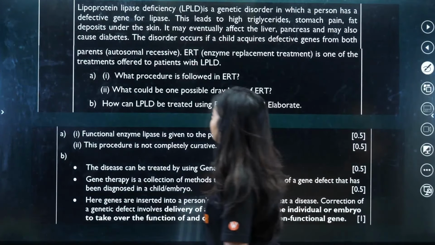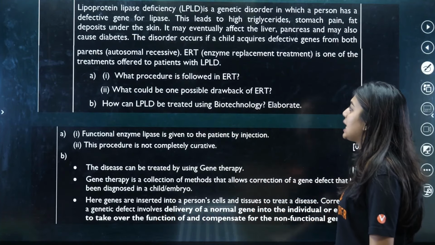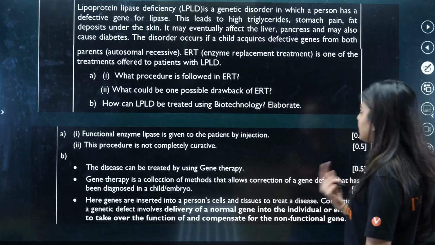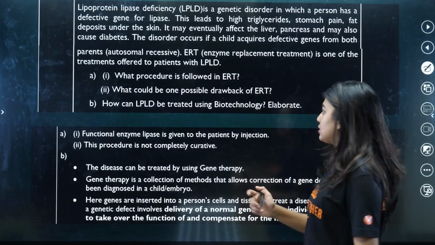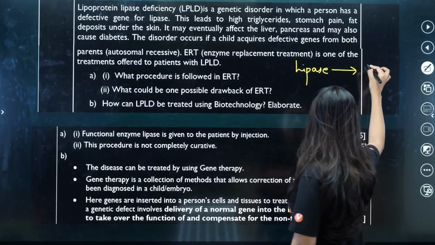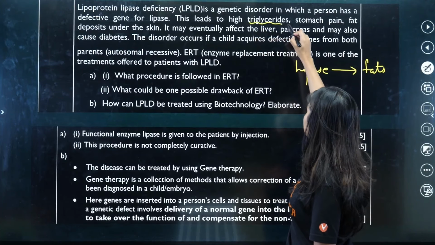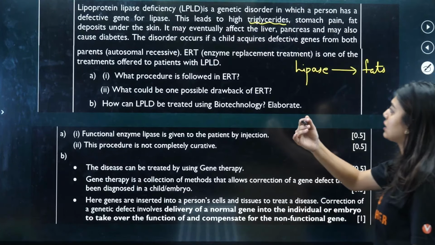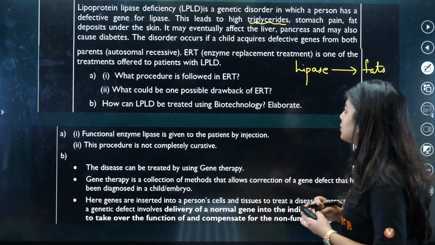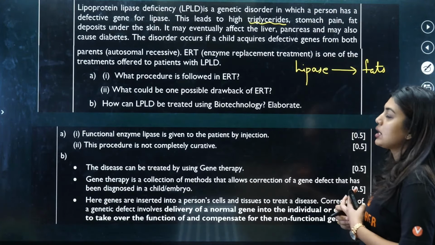Okay, lipoprotein lipase deficiency is a genetic disorder in which a person has a defective gene of lipase. This leads to high triglycerides. Lipase breaks down fats, very simple. Lipase needs to be there to break down your fats. If lipase is not there, what happens? Accumulation of triglycerides will happen. Stomach pain, fat deposits under the skin, it may eventually affect your liver, pancreas, and may also cause diabetes. The disorder occurs if a child acquires defective genes from both the parents. That is autosomal recessive.